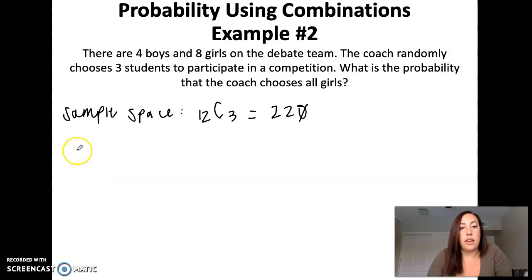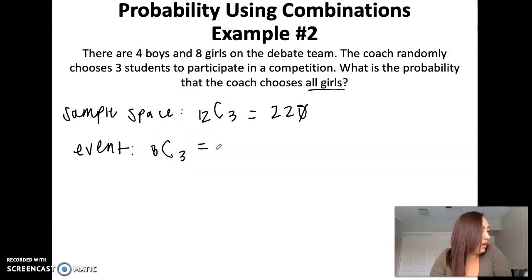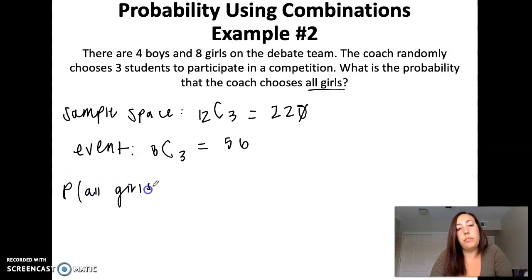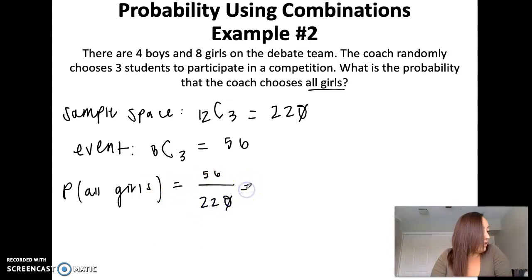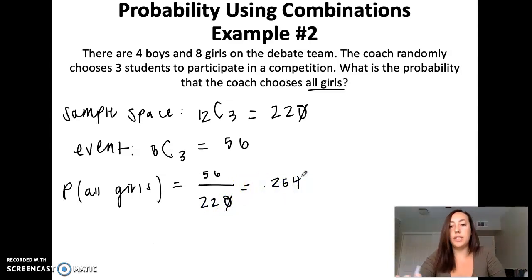Now let's talk about our event. We're concerned with the probability that he chooses all girls. So we have 8 girls, and we would have to choose all 3 girls to go. So 8 choose 3 gives us 56. So the probability that he chooses all girls: our event has 56 outcomes in it. Our sample space has 220, so 56 out of 220 is 0.254. There's basically a 25% chance that he's going to pick all girls to go on this debate team trip.